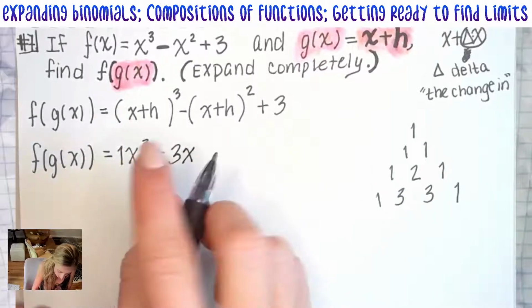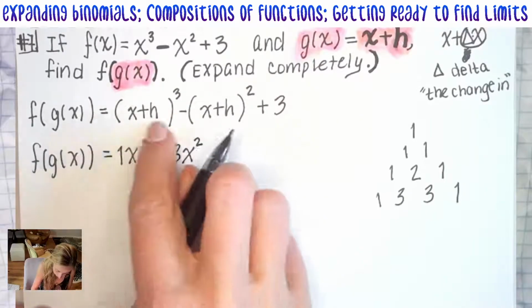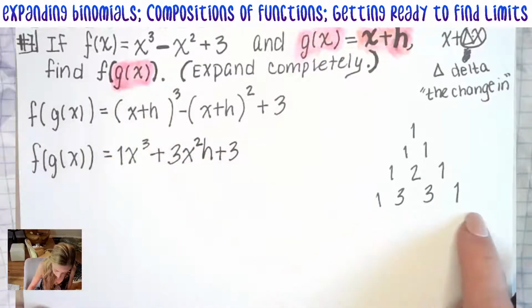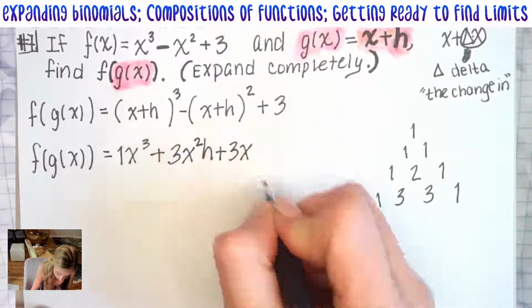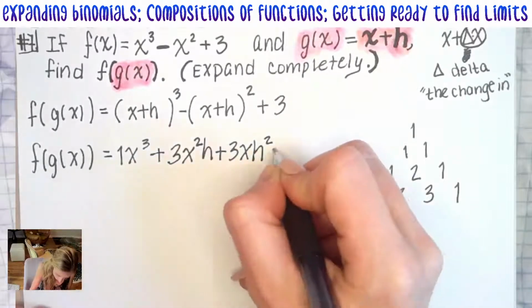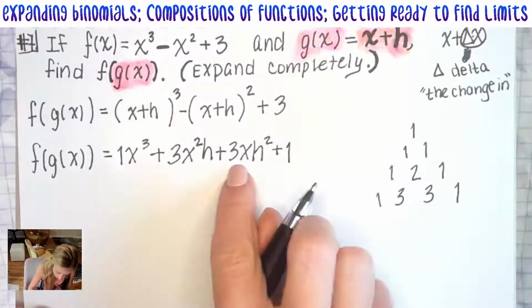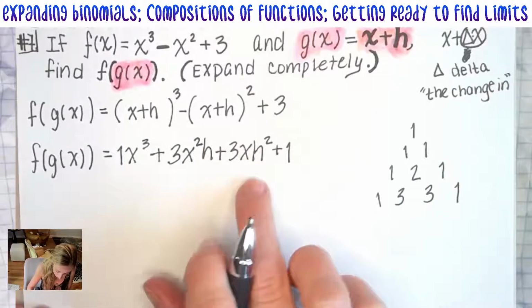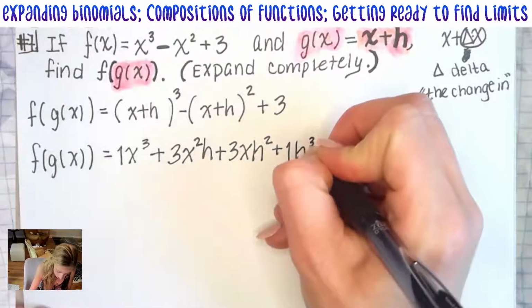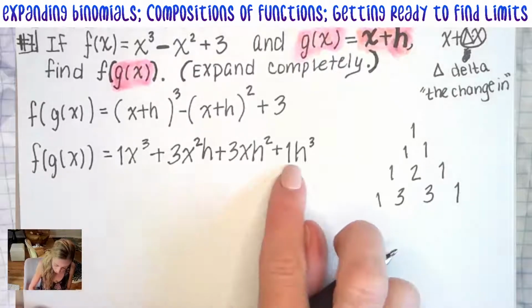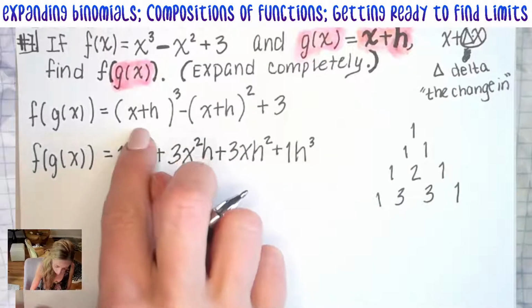x to the, go down by 1, 2. h goes up by 1, h plus 3 again. 1, 3, 3, 1. x goes down by 1, so just x. h goes up by 1, h squared. Plus 1. x goes down by 1, so none. h is to the third, and you should finish with the power you started with. Okay? Now we're here. That took care of all of that.